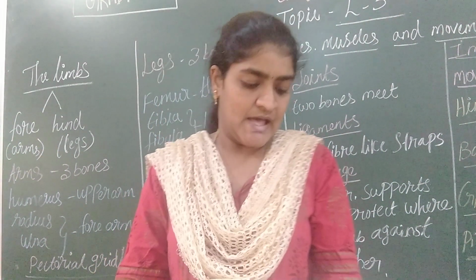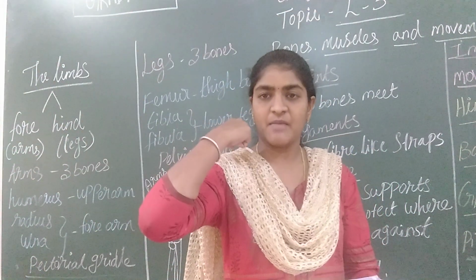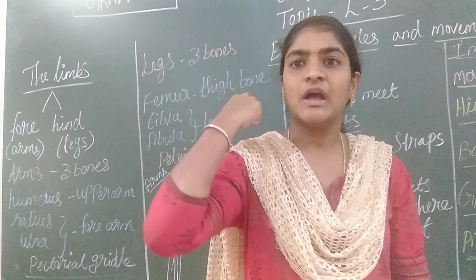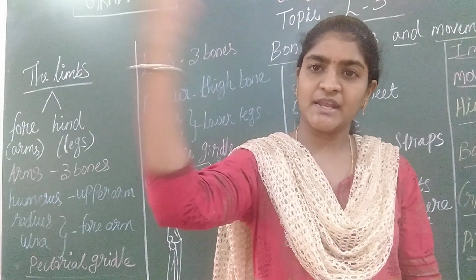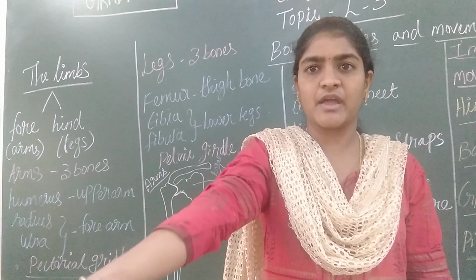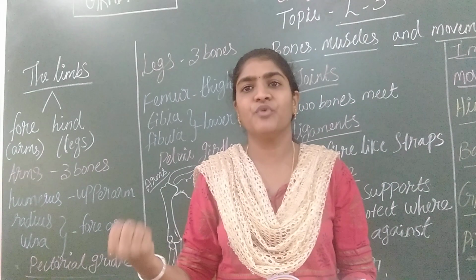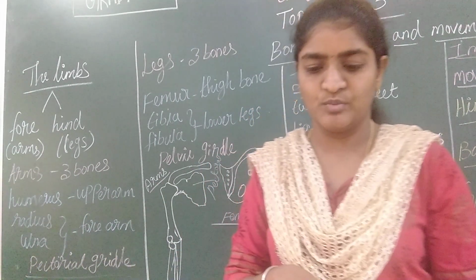Next, the ligament will control the movement. For example, at the elbow, I can only move in one direction. If I move to the opposite side, what will happen? My hand will break. So the ligament helps to control the movement.